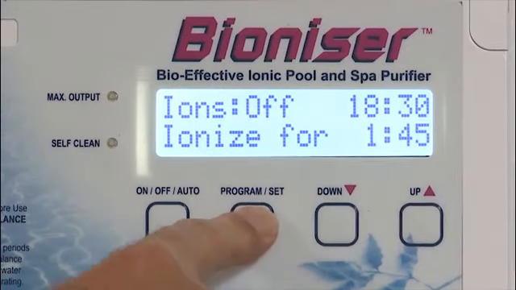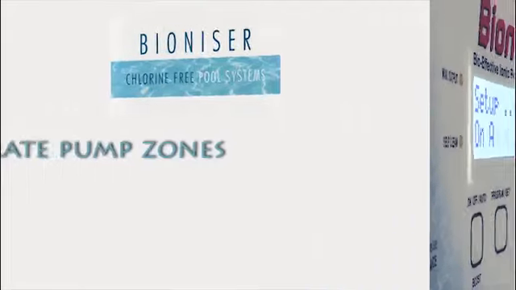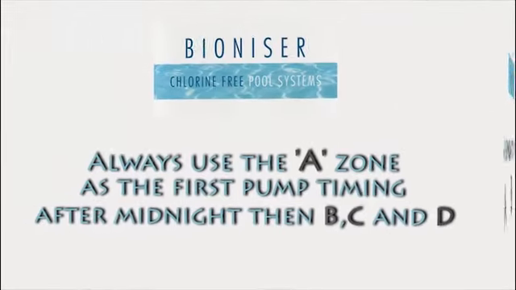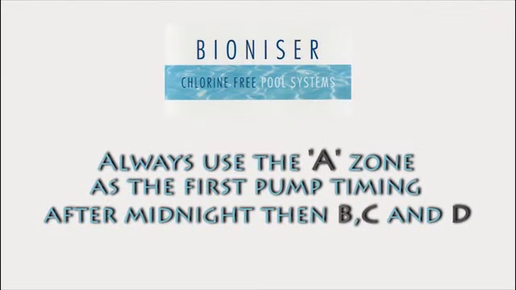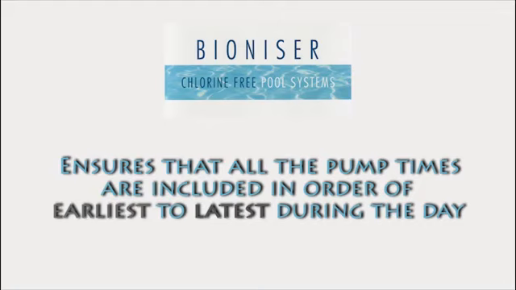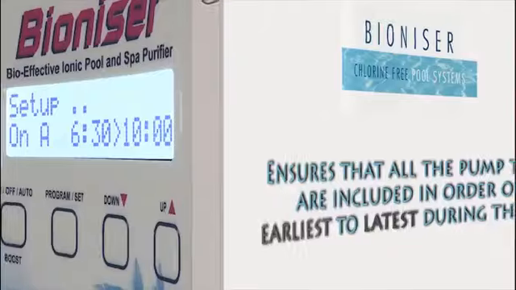Now for the pump filter time settings. There are 4 separate pump zones: A, B, C, and D. Always use the A zone as the first pump timing after midnight, and then B, C, and D. This ensures that all the pump times are included in order of earliest to latest during the day.